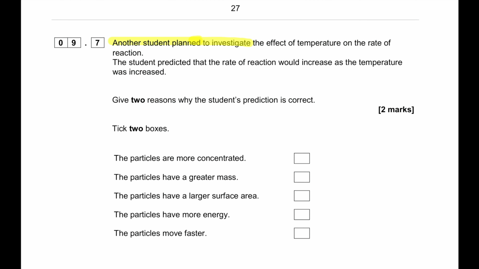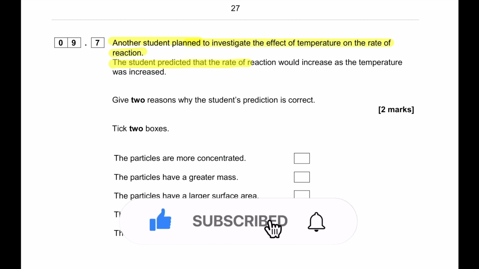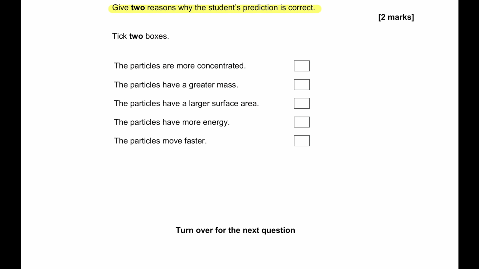Now, the student planned to investigate the effect of temperature on the rate of reaction. The student predicted that the rate of reaction would increase as the temperature was increased. Give 2 reasons why the student's prediction is correct. When we increase temperature, the particles have more energy. That is the main reason. Increasing temperature increases the energy of the particles. At higher temperature, particles also move faster. So both of these are correct.